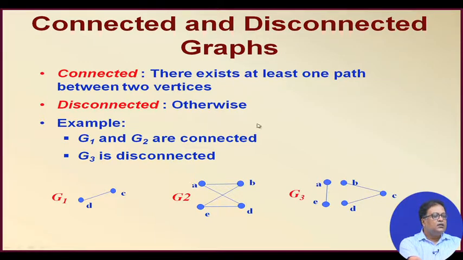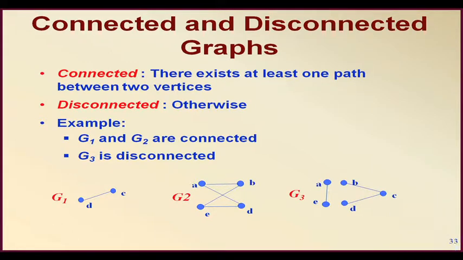A disconnected graph is a graph where such a path is not available. So, this is a connected graph, this is a connected graph, this is not, because there is no path between every pair of vertices. So, this is a disconnected graph, and a disconnected graph has connected components. Here you may call this a component and this another component. That is the basic idea about the connected graph and the disconnected graph.